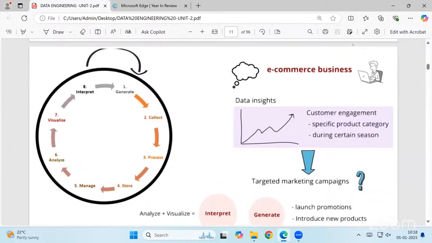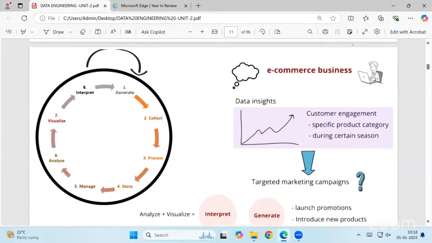Now what we will do, let's say take an e-commerce business like Amazon, all e-commerce applications that run business through apps. What is the customer engagement for a specific product category during a certain season? This is called time series analysis. Let's say the buying pattern of the customer during the festival season is different when compared to the non-festival season.